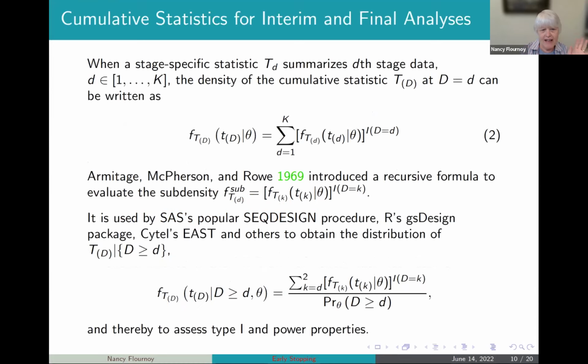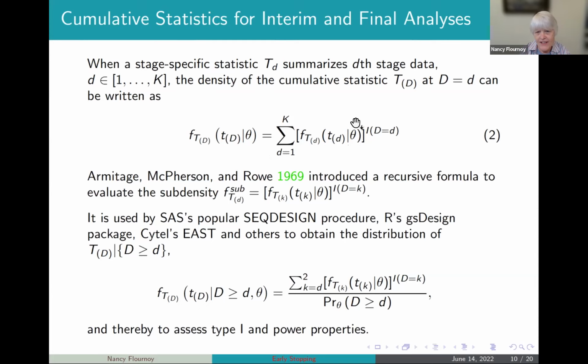You don't have to look too much at this slide. There's a lot of letters on it. What I want to point out is that Armitage, McPherson, and Rowe in '69 introduced a recursive formula to estimate a piece of the density. Say T is some statistic; with the little d, it's stage specific. With the big D, it's in parentheses, it's a random variable, associated with your having gotten to some stage, which is a random event. That density can be written as a sum of the individual stage-specific statistics.